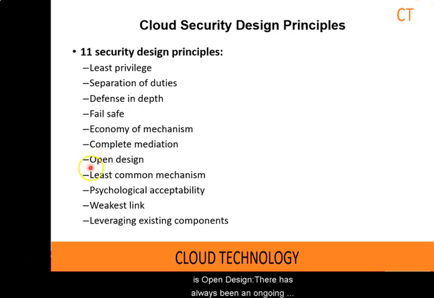Seventh principle is open design. There has always been an ongoing discussion about the merits and strengths of security designs that are kept secret versus designs that are open to scrutiny and evaluation by the community at large. A good example is an encryption system. Some feel that keeping the encryption algorithm secret makes it more difficult to break. The opposing philosophy believes that exposing the algorithm to review and study by experts at large while keeping the encryption key secret leads to a stronger algorithm because the experts have a higher probability of discovering weaknesses in it.